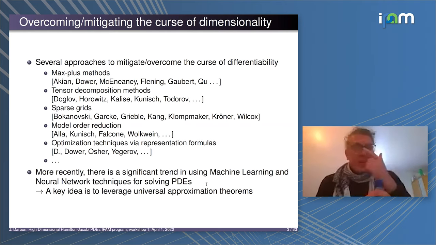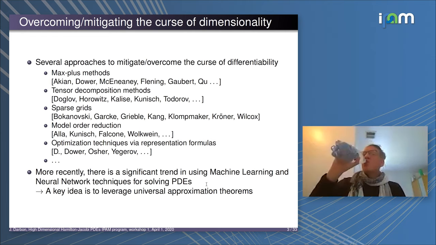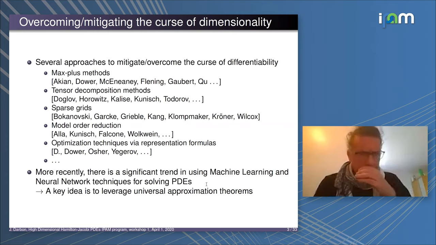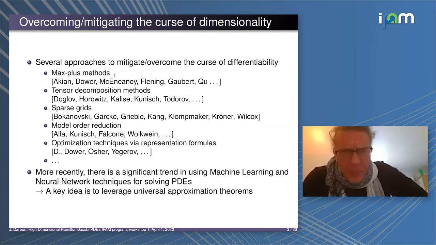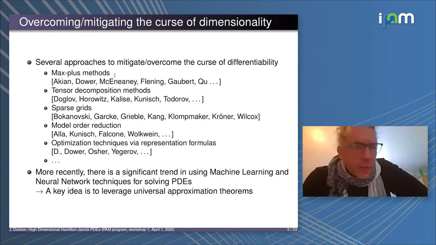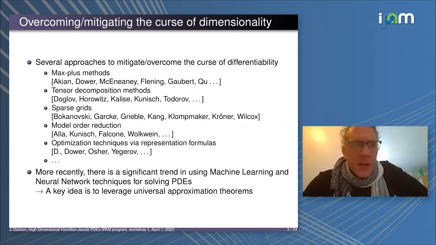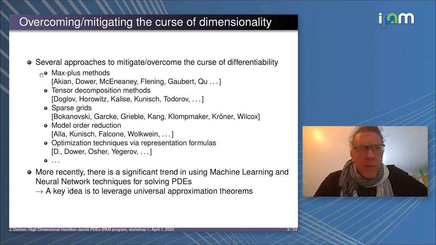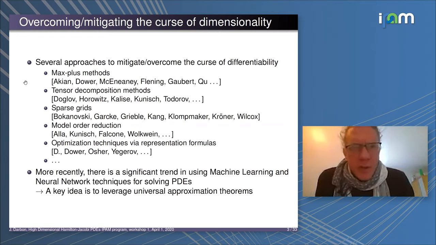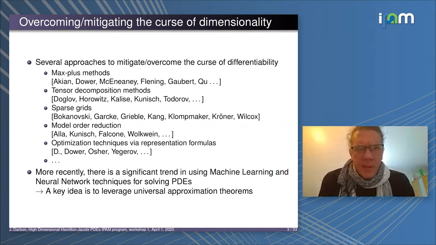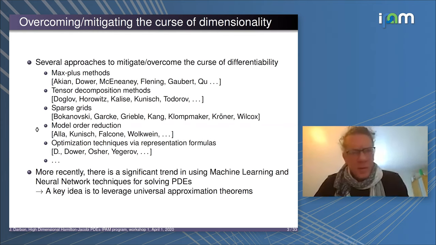There have been many approaches to overcome or mitigate the curse of dimensionality when n, the dimension, is very big. I only mention some themes that have been developed in the literature for many years. It is by no way comprehensive, and since there are many people, I only mention some names. One approach is based on the max-plus approach. I'm sure Marianne Akian and Stephane Gaubert will talk about it. There are other approaches based on tensor decomposition, sparse grids, model order reduction, optimization techniques, and so on and so on.